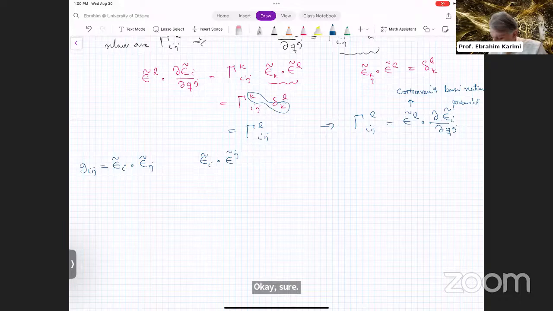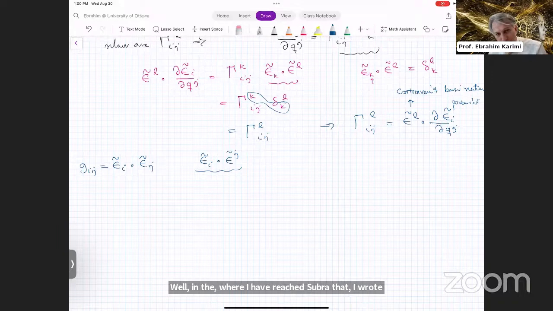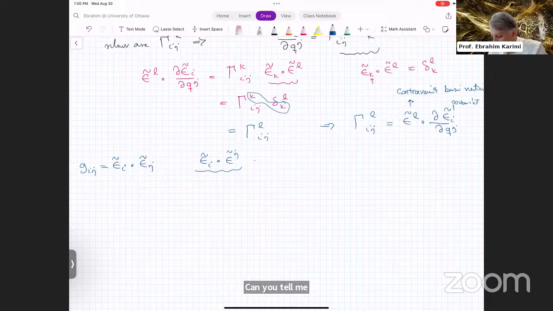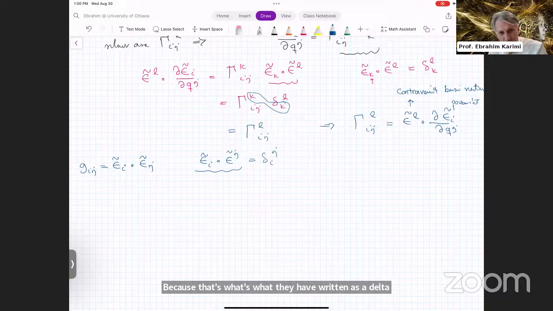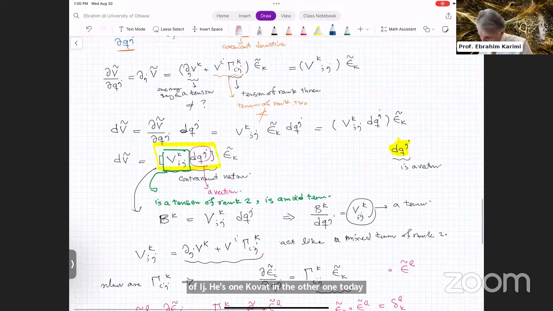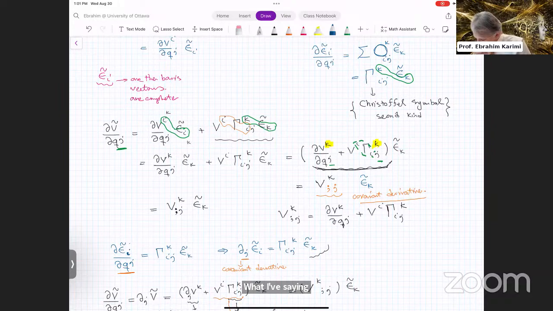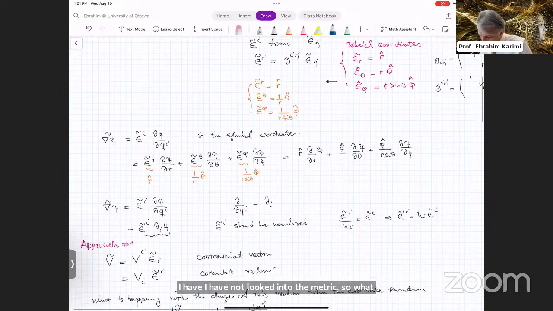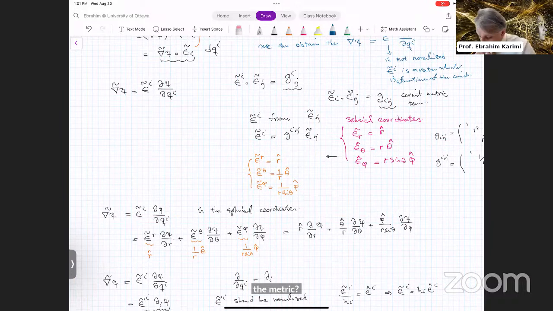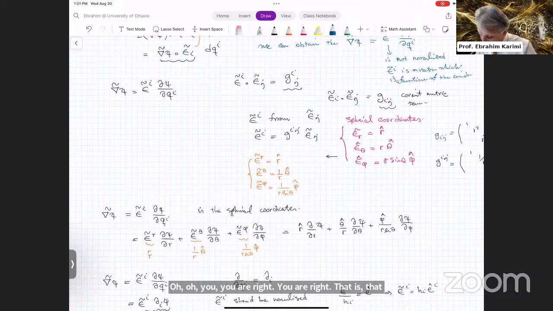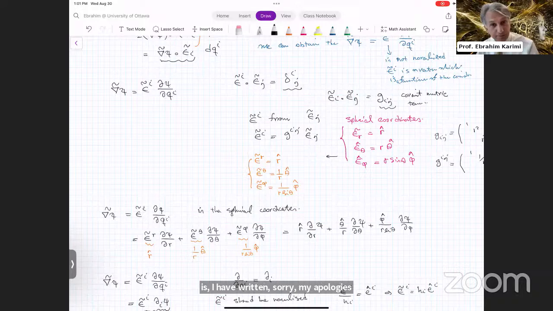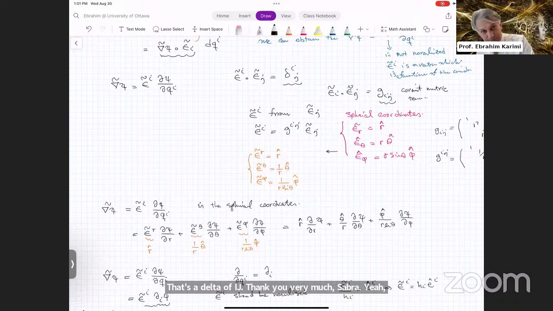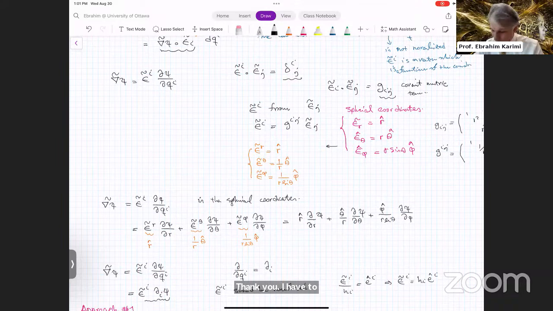Where have I written, Subra, that I wrote this as a GIJ? Can you tell me? Because that was what I had written as a delta of IJ. Is one covariant, the other one not? Well, let's see where I said that. I have not looked into the metric. So where is the metric? Oh, you are right. I have written, sorry, my apologies. That is a delta of IJ. Thank you very much, Subra. Yes, that is a delta of IJ, and it should be corrected. I have to multiply by these in order to get the gradient. Thank you very much for the correction.